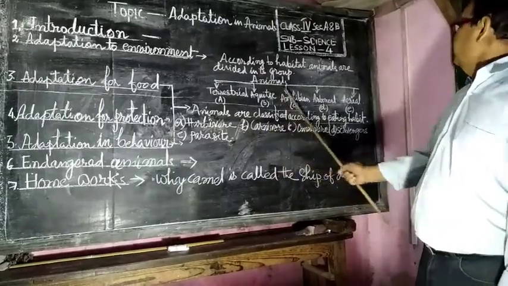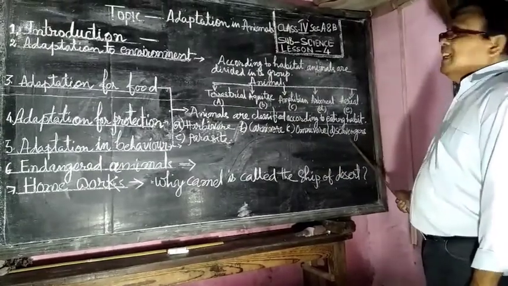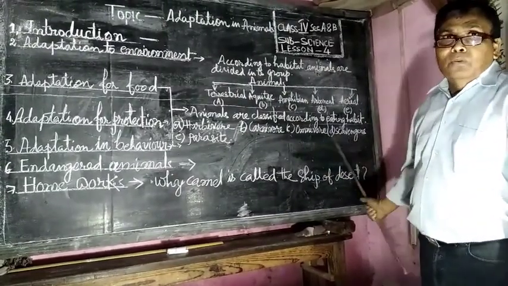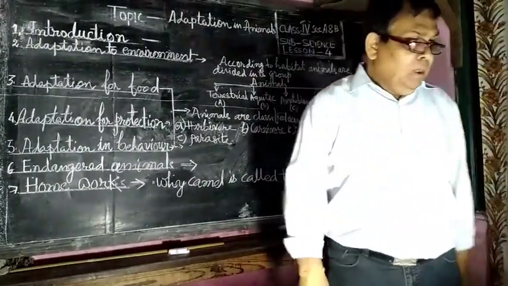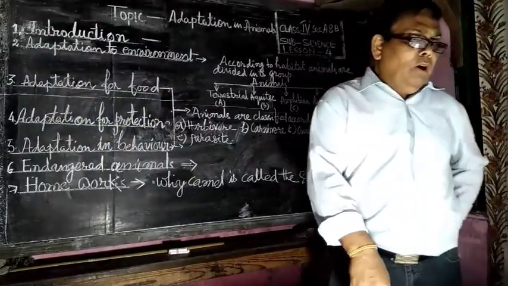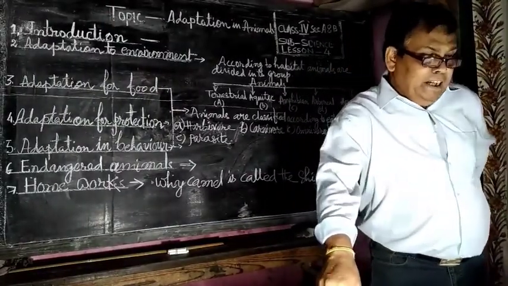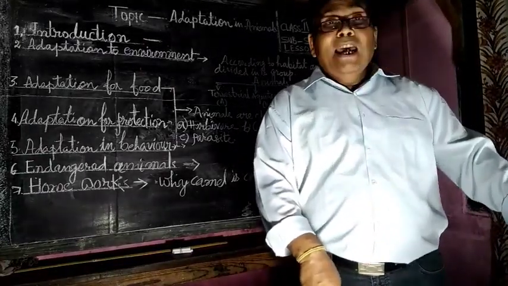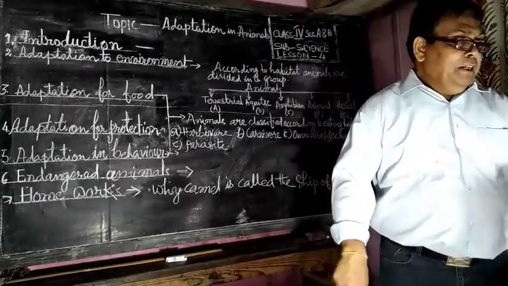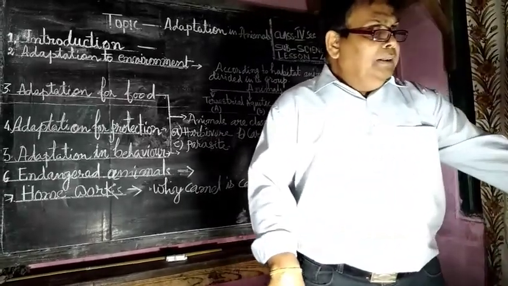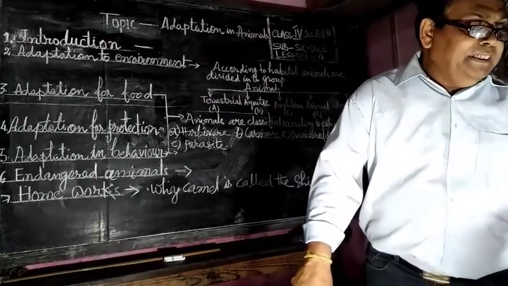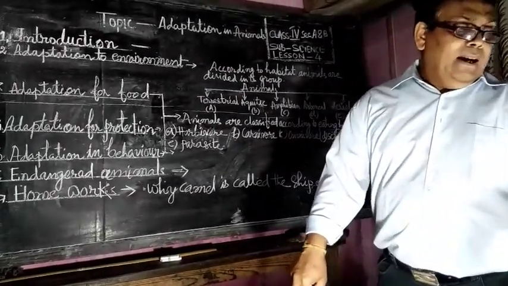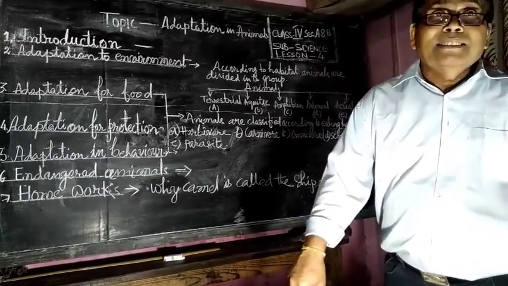Now we will discuss the scavenger. What is a scavenger? Those animals who feed on the remains of dead animals and the remains that other animals have left behind are called scavengers. For example, jackal, vulture and hyena, etc. are scavengers.